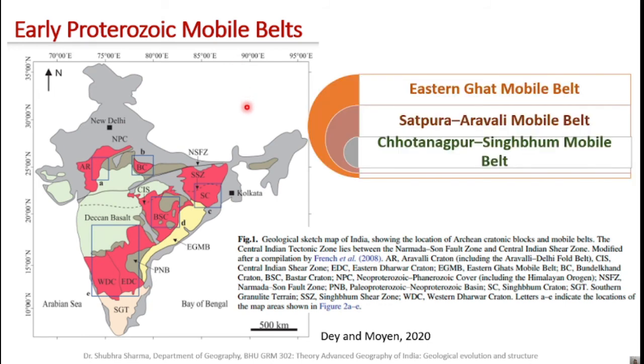And we can classify them into three major belts: Eastern Ghat Mobile Belt, Satpura Aravali Mobile Belt, and Chota Nagpur Singhbhum Mobile Belt. So the yellow portion that you see here is the Eastern Ghat Mobile Belt, and as you can see, they represent the borders of these Dharwar, Bastar, and also Singhbhum Cratons. Similarly, Satpura Aravali Mobile Belt would surround your Aravali and part of Bundelkhand Craton as well. And Chota Nagpur Singhbhum Mobile Belt would mostly surround the Singhbhum Craton. Okay.